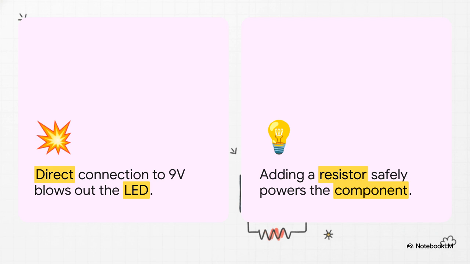The battery has way too much pressure, pushing far too much current through the LED's tiny internal wiring. The result? The LED instantly blows out. Total destruction. But if you calculate the exact amount of opposition you need and physically solder a resistor into that same circuit, you intentionally choke the current down to a completely safe level. The LED is protected and it shines perfectly.